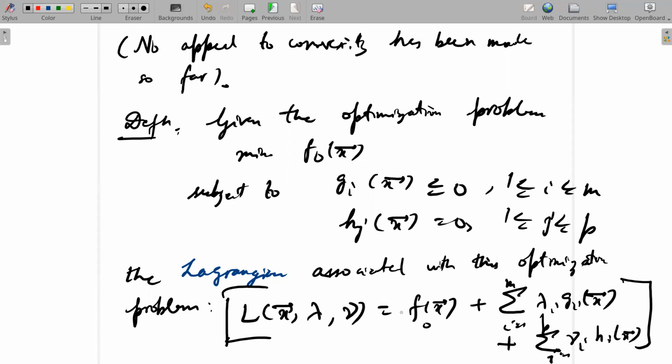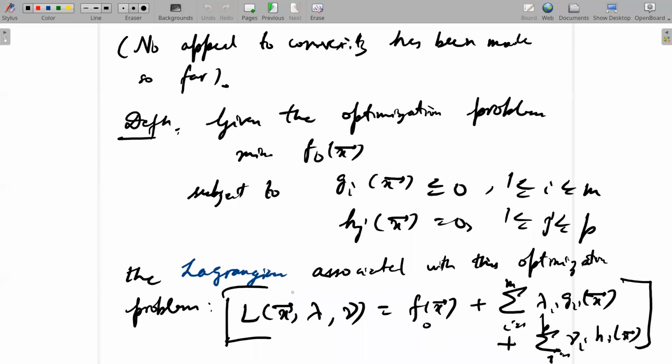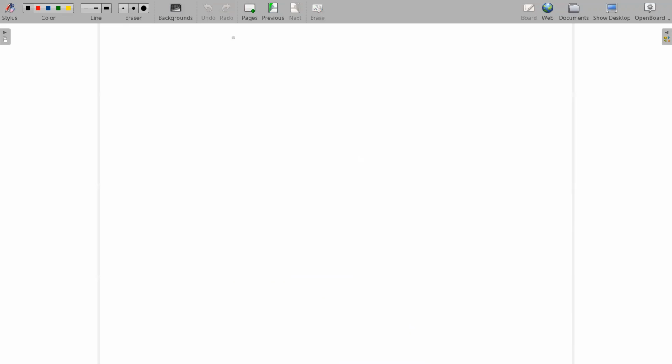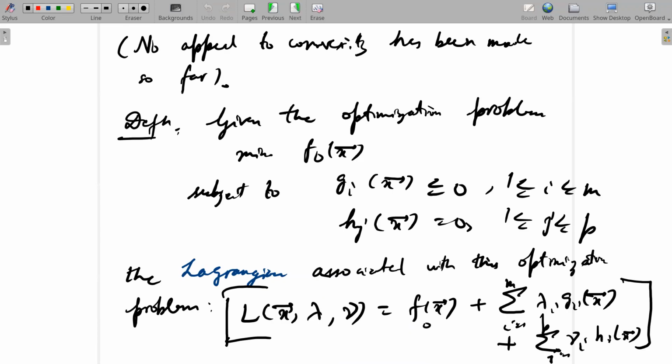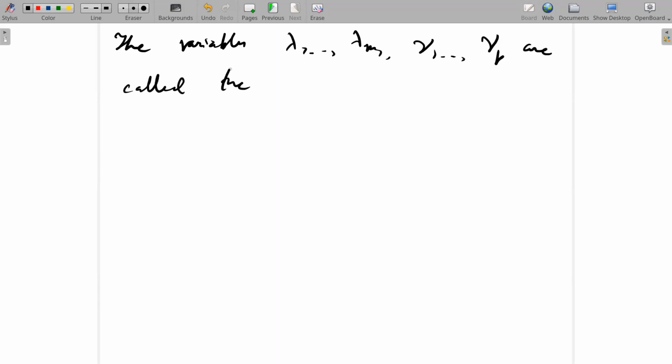And the condition that we had was essentially saying the gradient of the Lagrangian is 0. The condition that you said, the gradient of f naught is a linear combination of these grad g and so on, is essentially telling you that the gradient of the Lagrangian is 0. So this is a reformulation of that fact. All right. And another part is that these variables, lambda 1 through lambda m, nu 1 through nu p, are called the Lagrange multipliers.